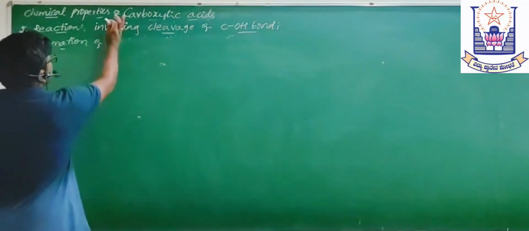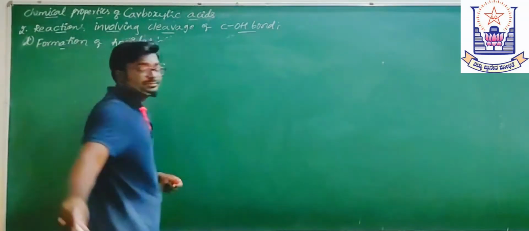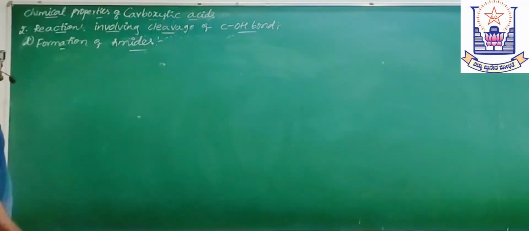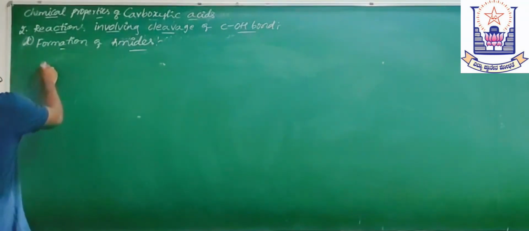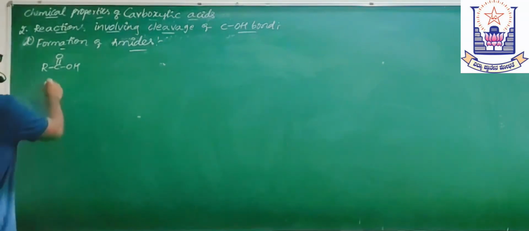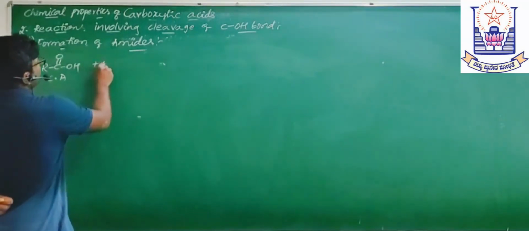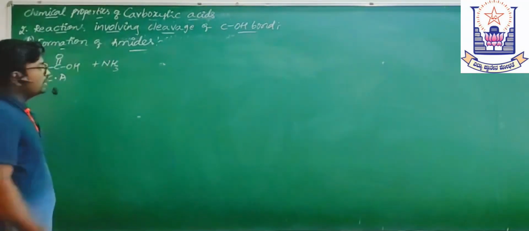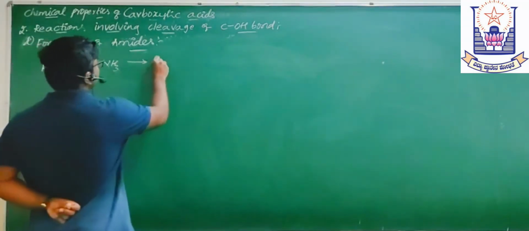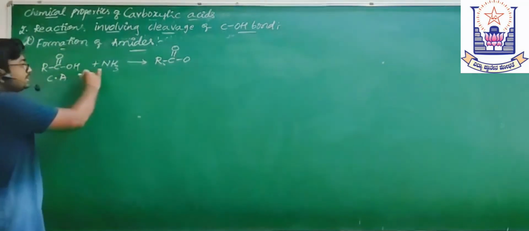In this case also, you will see the cleavage of the C-O bond. Take down the general reaction equation. RC double bond OH is the general formula of the carboxylic acid. When this is treated with ammonia, you are going to get ammonium carboxylate salt. RC double bond O O minus. This is an acid, this is a base.